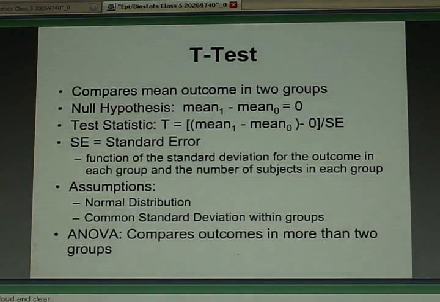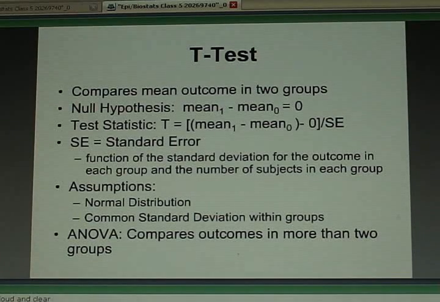The t-test assumes that you have an outcome which is normally distributed with a common standard deviation in the two groups. If the data set is large, these assumptions are not as critical. Just in passing, an analysis of variance is a method to compare not two groups, but three groups. So the t-test is a special case of an analysis of variance when you have just two groups to compare.